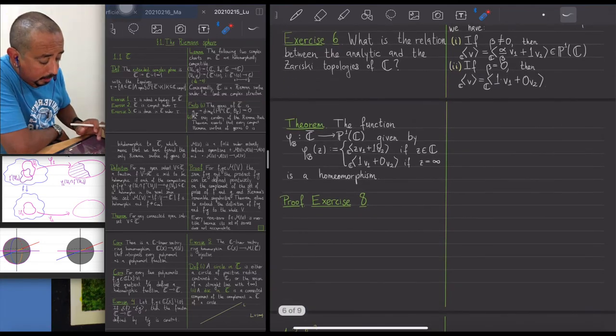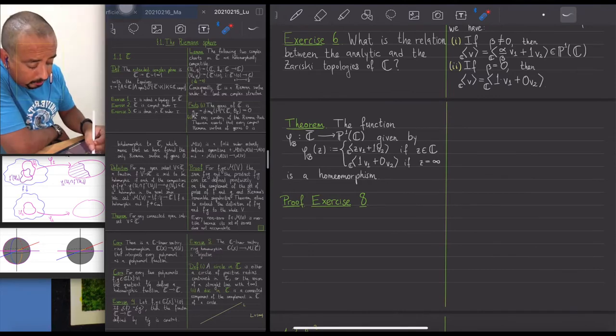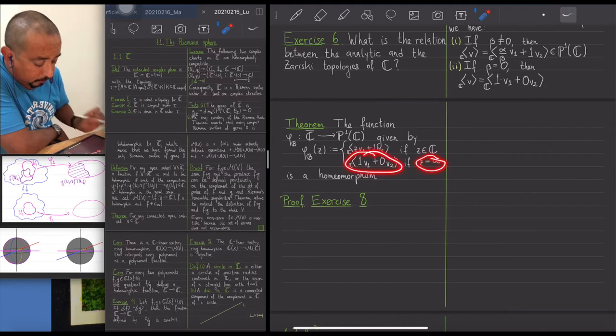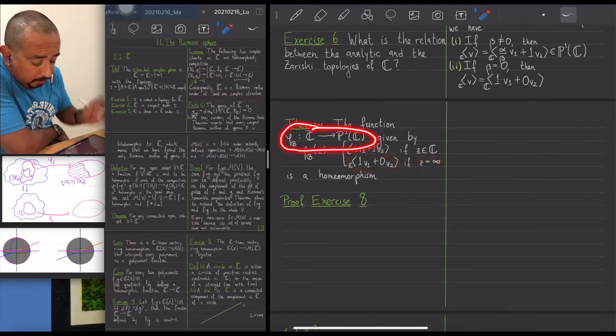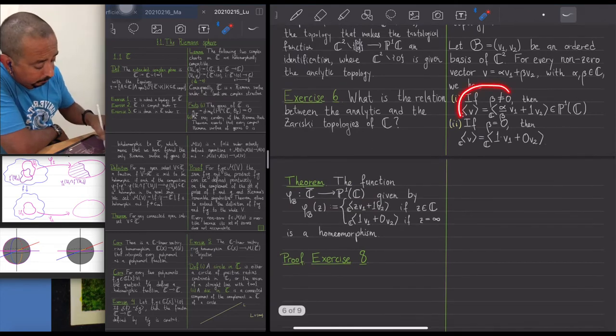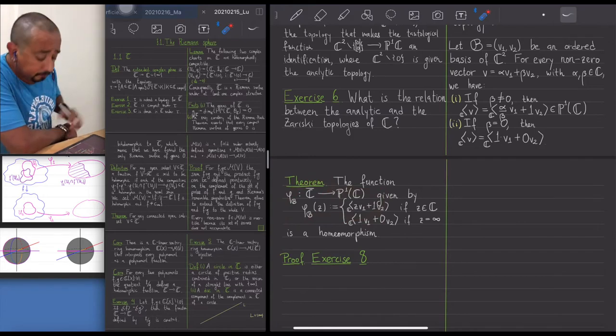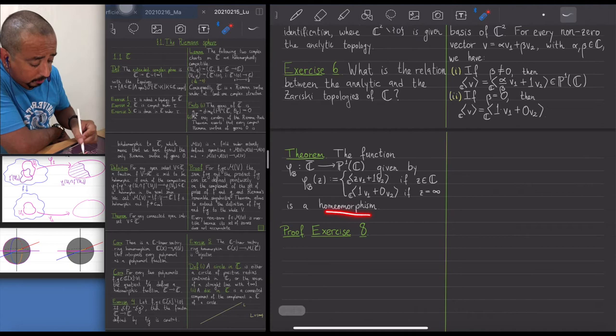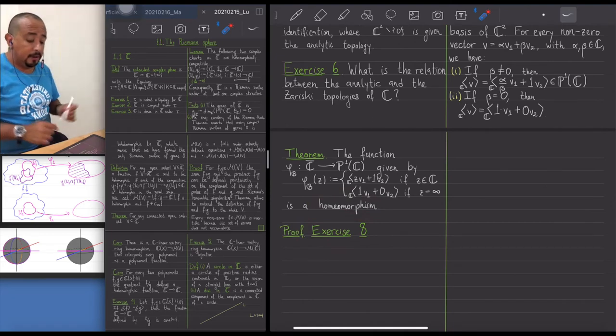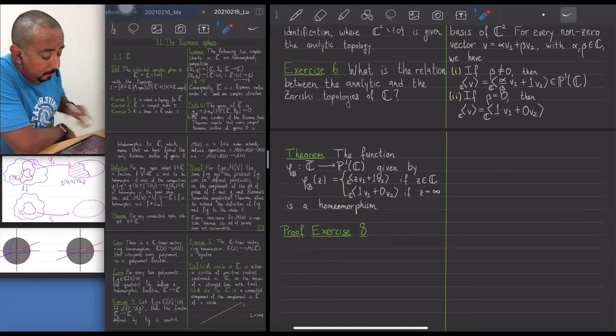It is very easy to see that the function that goes from C bar to P1C, which to each complex number associates this vector space, and to infinity associates this other vector space, is actually a bijection. So this is very easy. Actually, these considerations show that that function is surjective. And I leave it to you as an exercise to show that it's actually a homeomorphism between C bar and the complex projective line.